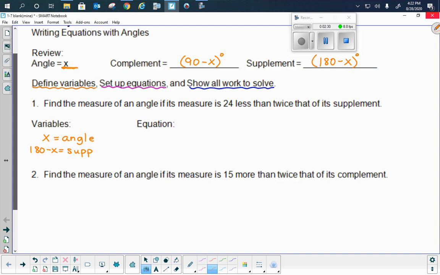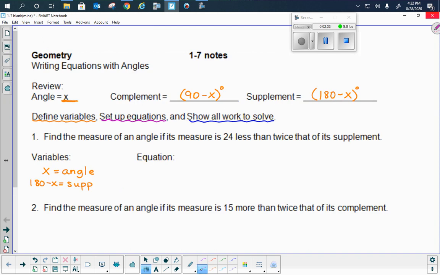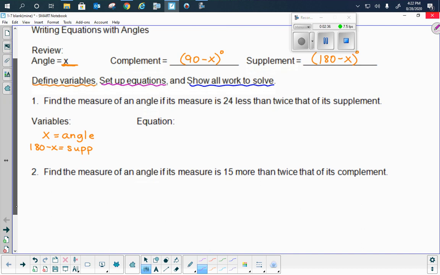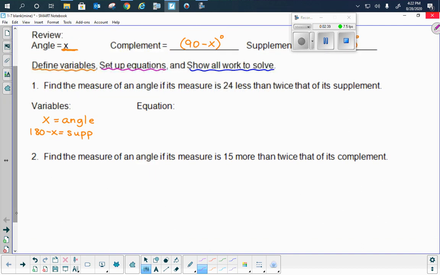Now, setting up an equation. On the setting up equation part, I need to read through very carefully. So here we go. It says, find the measure of an angle if. The key is really getting past this word if, because nothing started yet. Now this is really just an English lesson. If I say find the measure of an angle if its measure, its refers back to the word angle. So the reason you did these variables and set these up over here is when you come to that word, angle or supplement, you write exactly what that says. So it's referring back to angle means write x.